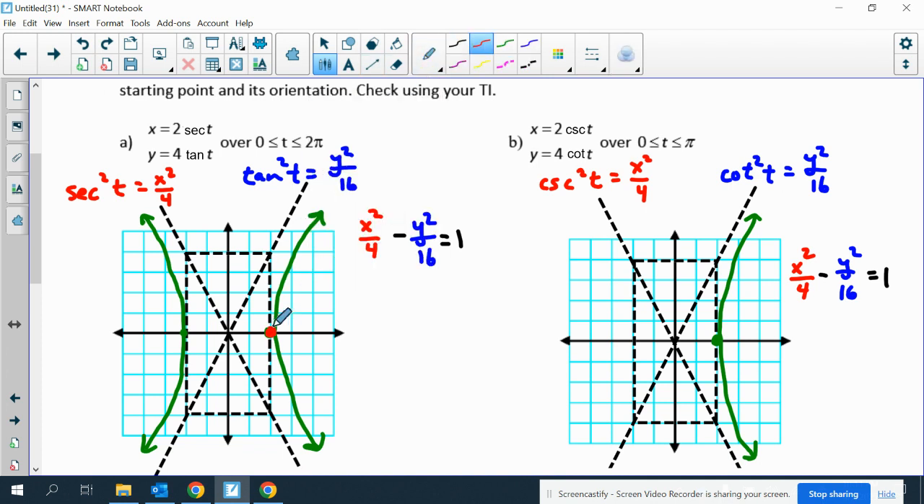And again, let's talk about orientation. Here's my start. Then it goes this way and up, and then like this. Here I start off at positive infinity, and then at pi halves I'm here, so I'm moving in this direction. So you have to actually understand what happens, and if you don't, then you substitute in some values for t to figure out where you are.